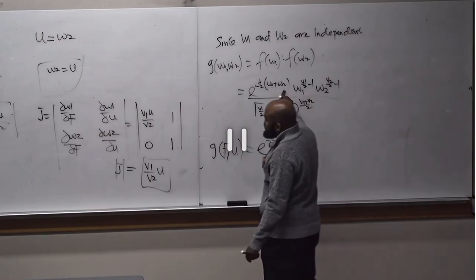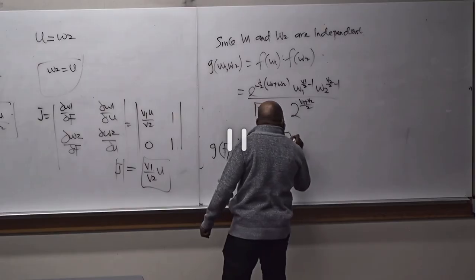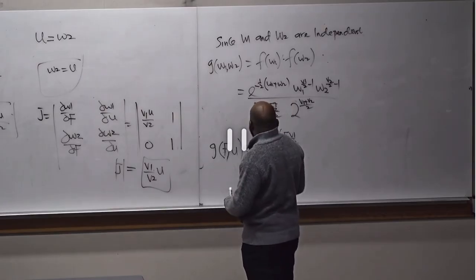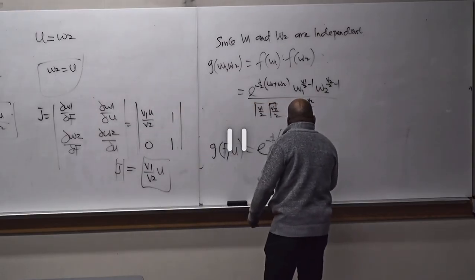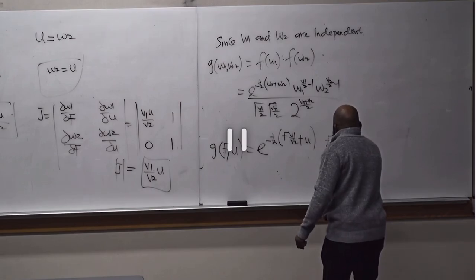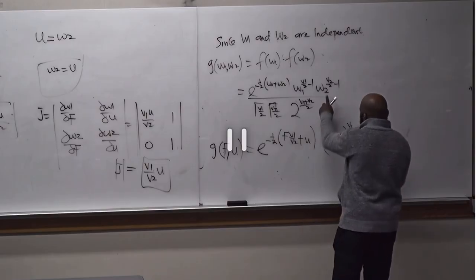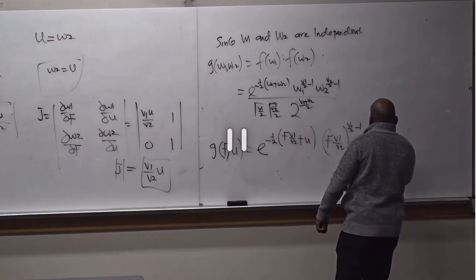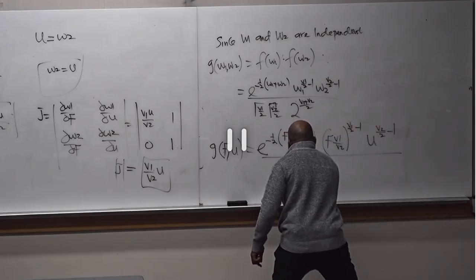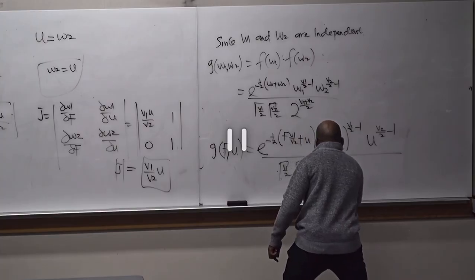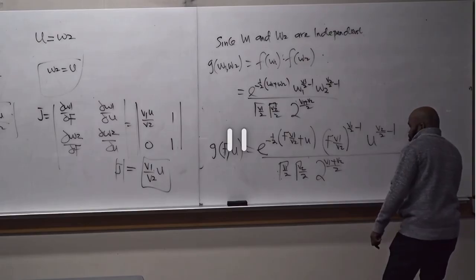So here, I'm actually going to have this. What is W1 plus W2? What is W1? W1 is that guy, F V1 over V2. That is the W1. What is W2? U plus U. Then here, F V1 over V2 raised to power V1 divided by 2 minus 1. Then U V2 over 2 minus 1 divided by gamma V1 over 2, gamma V2 over 2, 2 raised to power this. Then multiply by the Jacobian, V1, V2U.